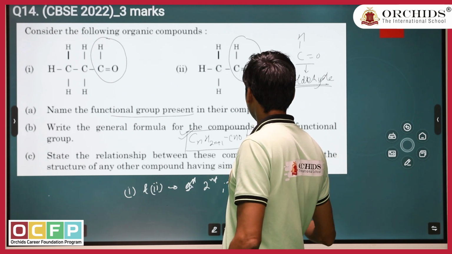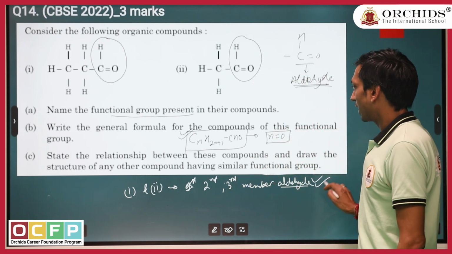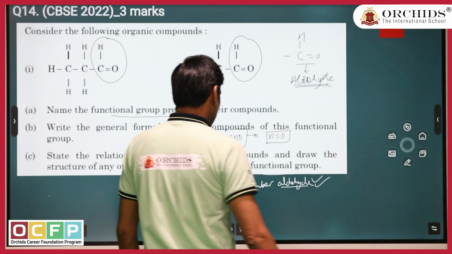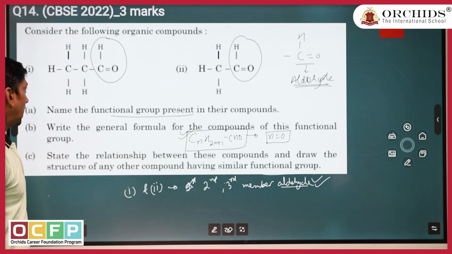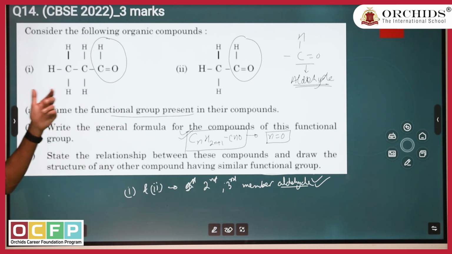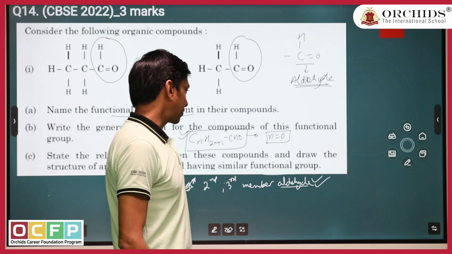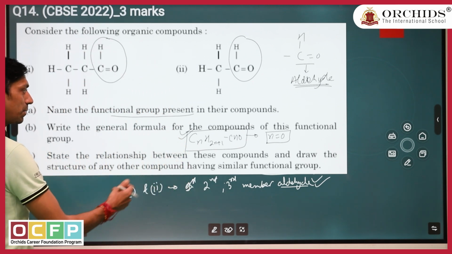They are members of the same series, that is the aldehyde series. So that is the relationship in these compounds. And if you see, the formulas differ by CH2 also. Their molecular masses will differ by 14 units because they are two consecutive members. So we can write one more member of this series.